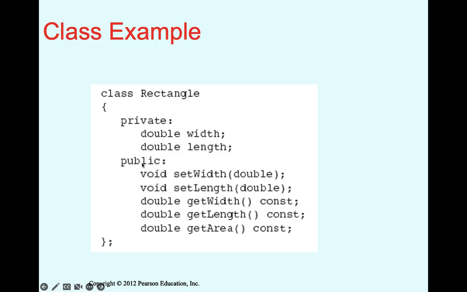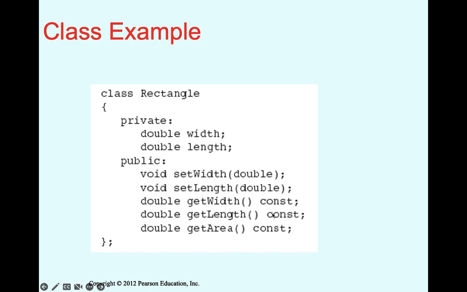And we have some public functions. Here we write the prototypes of the functions. So we have void setWidth. If you want to change the width of the rectangle, you can use this function setWidth, setLength, getWidth, getLength, getArea. All these five functions work with this data, either changing it or getting it. So this is the class. Mainly it consists of two variables and five functions.